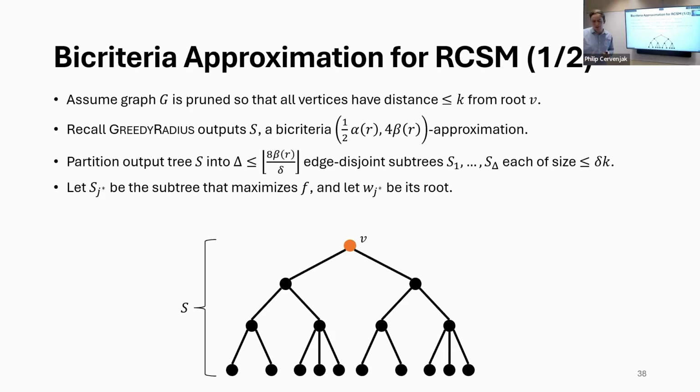This is because we have to ensure that the connecting path has distance at most k. Then we partition the output tree similar to before, but now we just have this extra factor of delta in the denominator. So that means that all of our subtrees have size at most delta times k rather than size k. And then, as before, we pick the subtree that maximizes the submodular function, and we let wj star be its root. So it might be this subtree, for example.